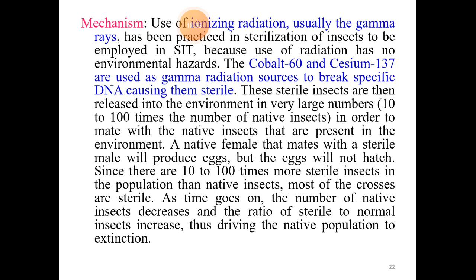Now, these sterile males are released into the environment to mate with the native female insects, which are non-sterile otherwise. So the eggs of females, now if at all they produce, those eggs will not hatch at all because they carry the DNA which is said to be broken. Thus, the number of native insects will start decreasing, leading to a condition of extinction.